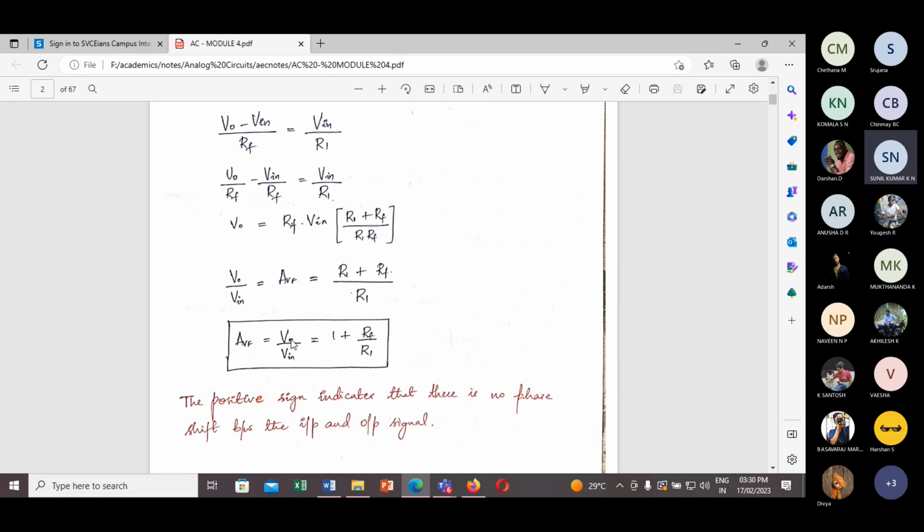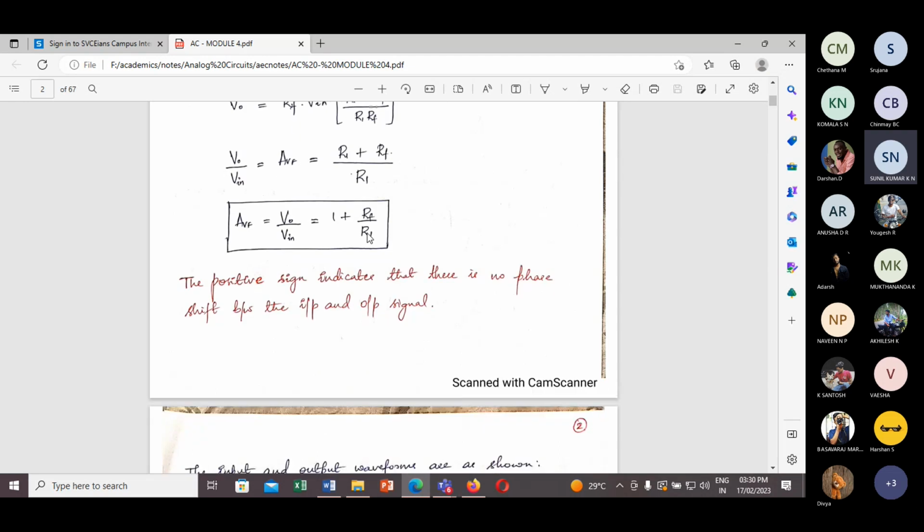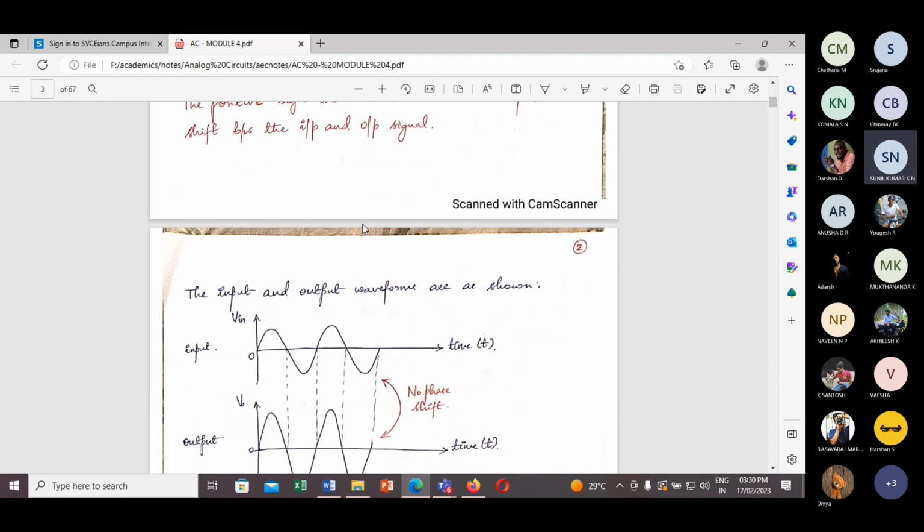So AVF, the voltage gain with feedback for the non-inverting amplifier, is V0 by V in, which is equal to 1 plus RF by R1. This is the closed loop gain of a non-inverting amplifier configuration. The gain expression will always be greater than 1. For any value of RF and R1 you change, the gain will be 1 plus RF by R1.